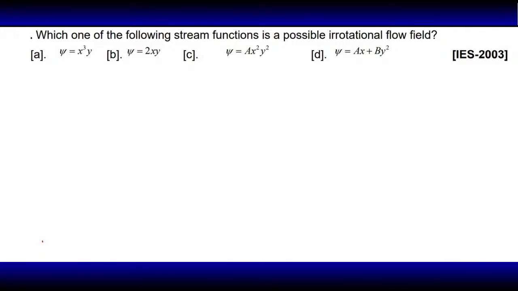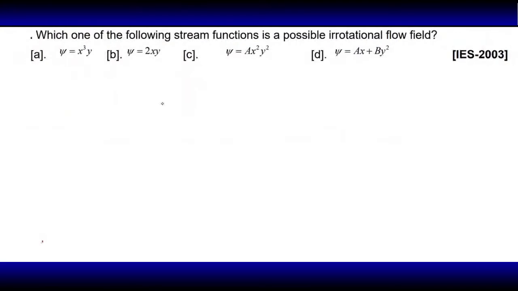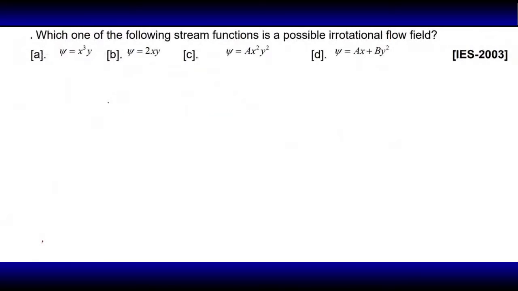Which one of the following stream functions is possible for an irrotational flow field? We have found that del square psi by del x square plus del square psi by del y square is equal to 0. So the second option. All right. So let's find out how you have solved the problem. Which formula have you used to solve this problem? Straight away, ma'am, we have been given the psi, I've taken it up to 2xy. So del square psi by del x square plus del square psi by del y square is equal to 0. It has been proved.